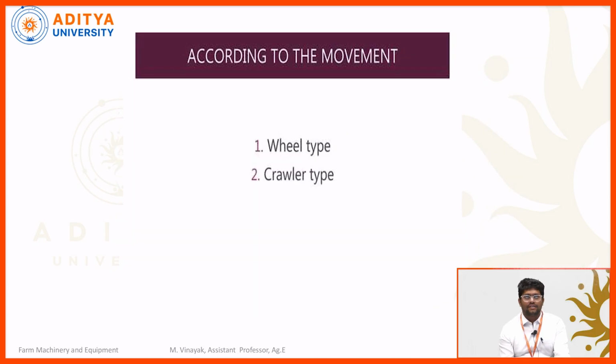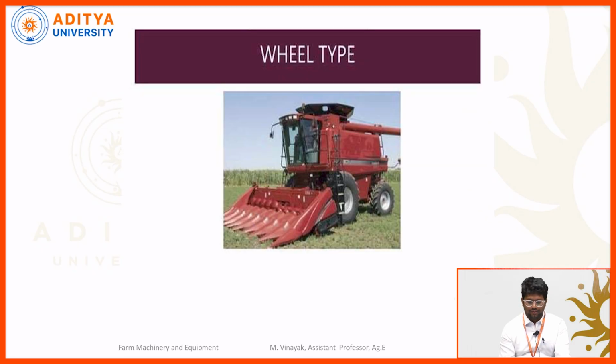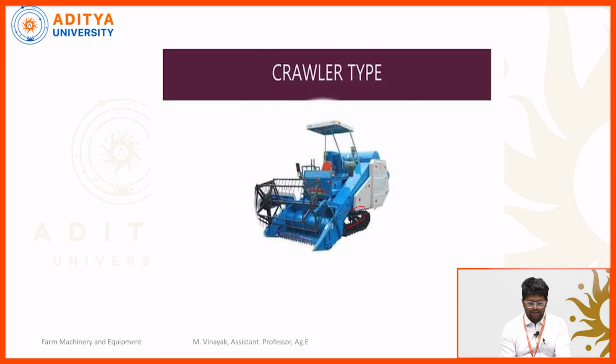In the next slide, we can discuss the classification according to the type of movement. Here two types are there: wheel type and crawler type. This one is a wheel type combine harvester. Here we provide the wheels for this combine harvester. This one is a crawler type combine harvester. In place of wheels, we provide an endless belt at the bottom of this combine harvester for motion purposes.